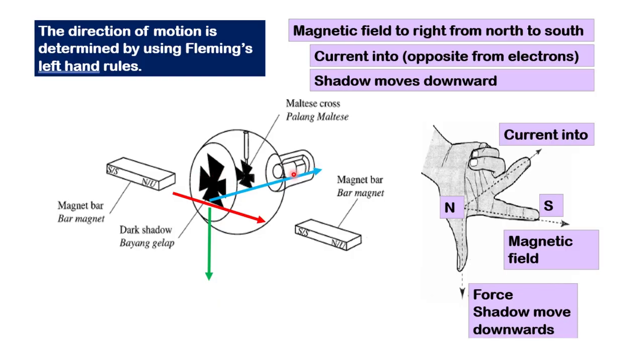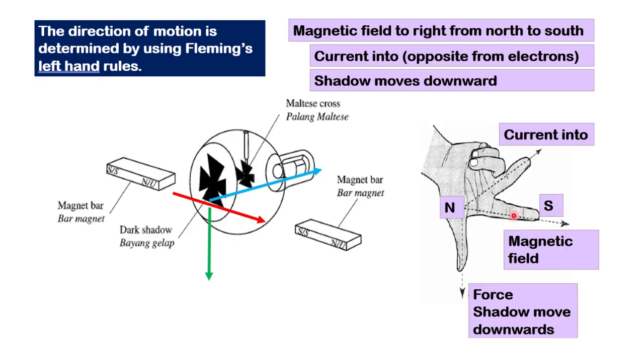If the electrons come from the filament to the screen, it will be out from the screen. Out means toward you, and the current must be opposite. So the third finger you have to point into. Into means from here to here. The direction of the arrow, your nail should point into the paper. And when you do it correctly, your shadow will move downward. So the force moves the shadow downward. So here is the current.